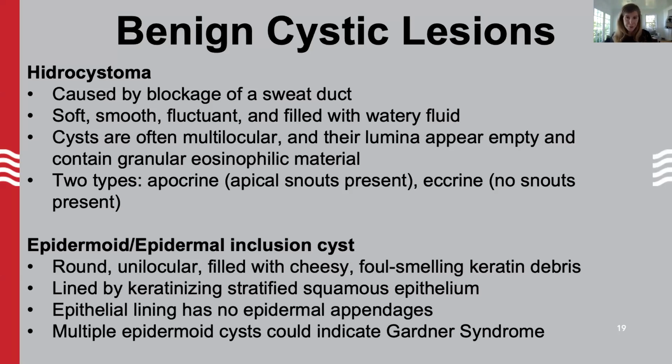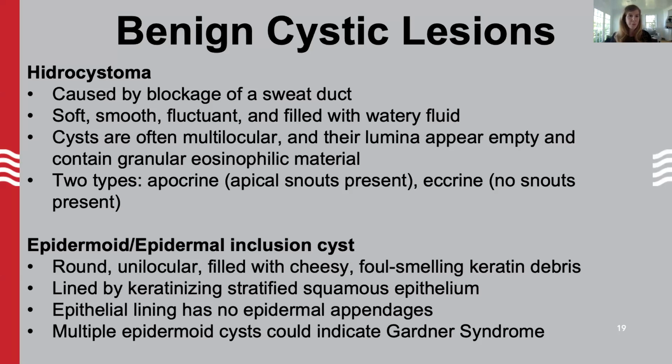Multiple epidermoid cysts could indicate Gardner syndrome. Gardner syndrome is a variant of familial adenomatous polyposis, FAP. It's an autosomal dominant disease characterized by GI polyps, multiple osteomas, and skin and soft tissue tumors. The findings include epidermoid cysts of the head and neck. I found most of them are along the jawline, but certainly can be near the lids.